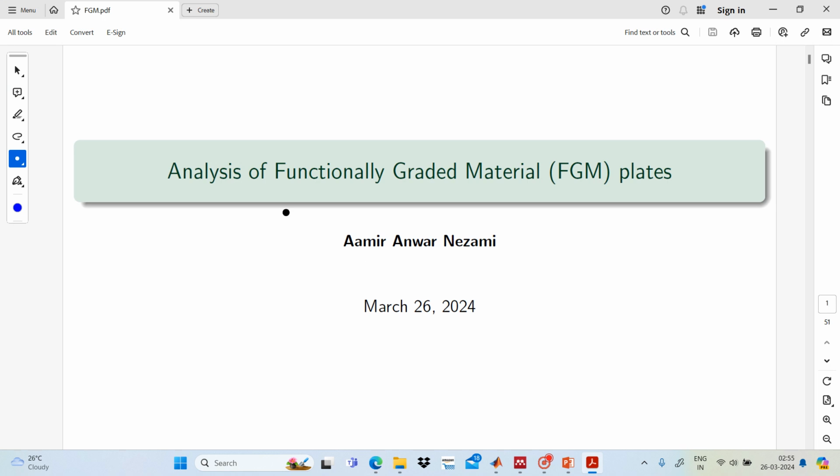Hello friends, I am Amir Nizami and today we are going to study the functionally graded material plates. So what are the differences between the laminated composite plates and the functionally graded plates, we will see, and why the functionally graded material plates are used, or it is also called advanced composite plates.